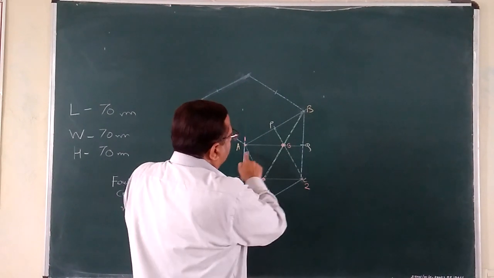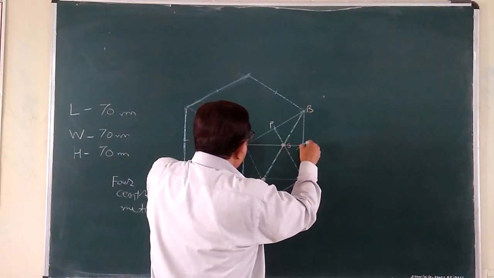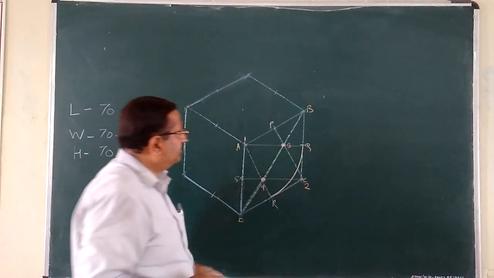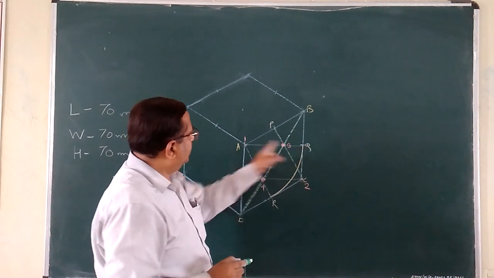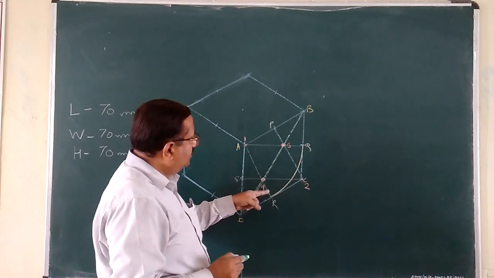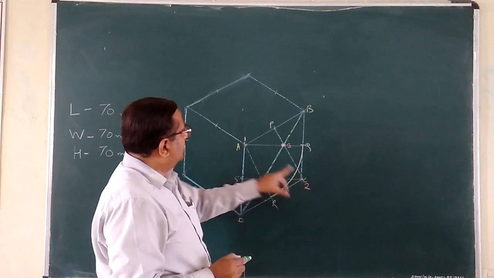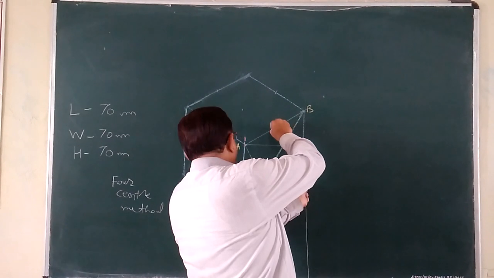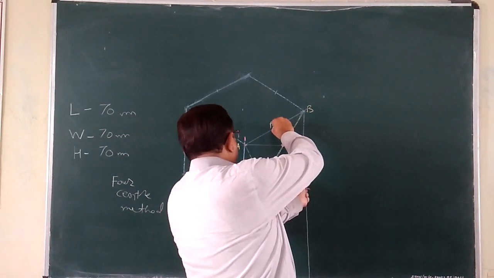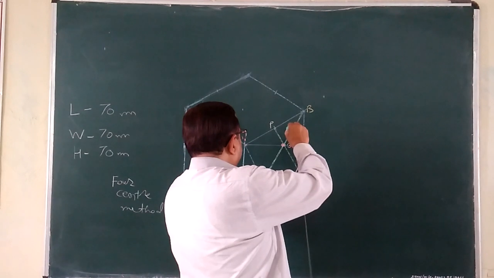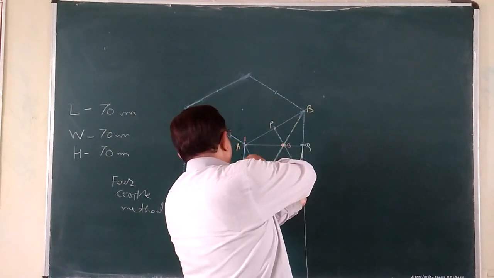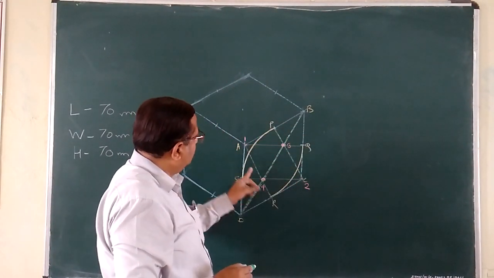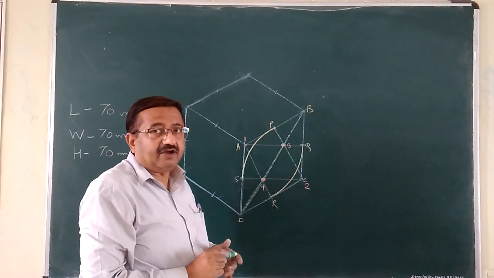Now 1 as a center and 1Q as a radius, construct the first arc. What have I done? 1Q as a radius, 1 as a center, first arc I have drawn. Similarly, 2 as a center and 2P in reverse. It is very easy to understand. That's why, 2 as a center and 2P as a radius, this second arc I have to draw.